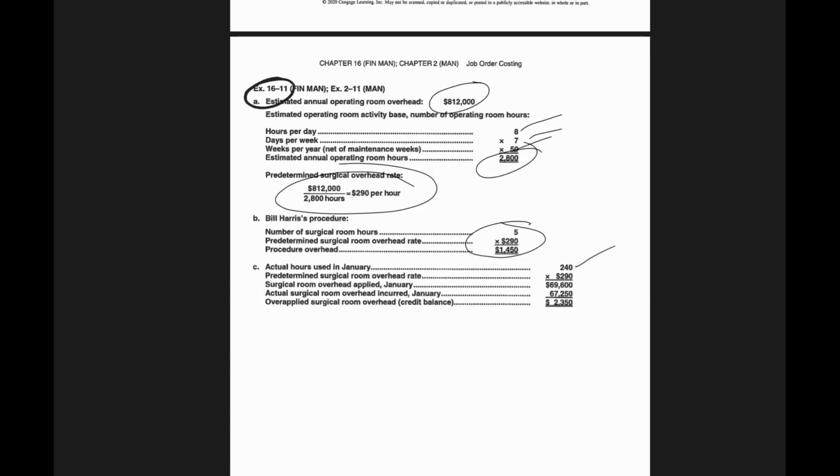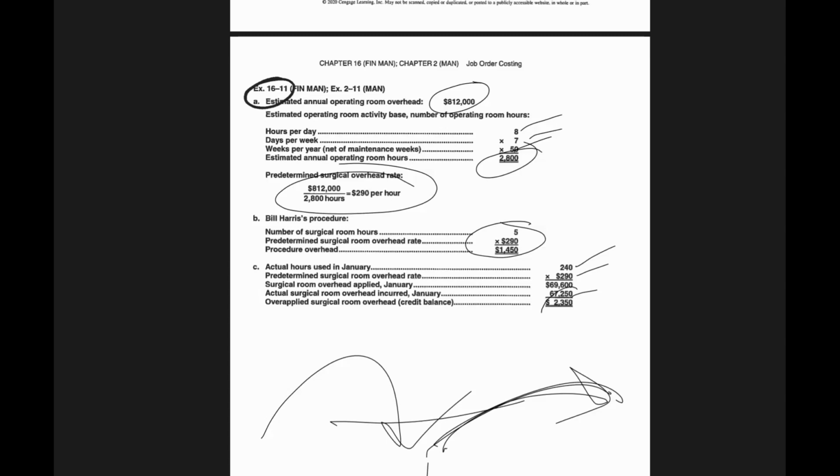So 240 times a predetermined overhead rate of 290, that's $69,600. So we applied $69,600. What came in was $67,250 actual. So our overapplied is by $2,350. All right, let's move to number 12.